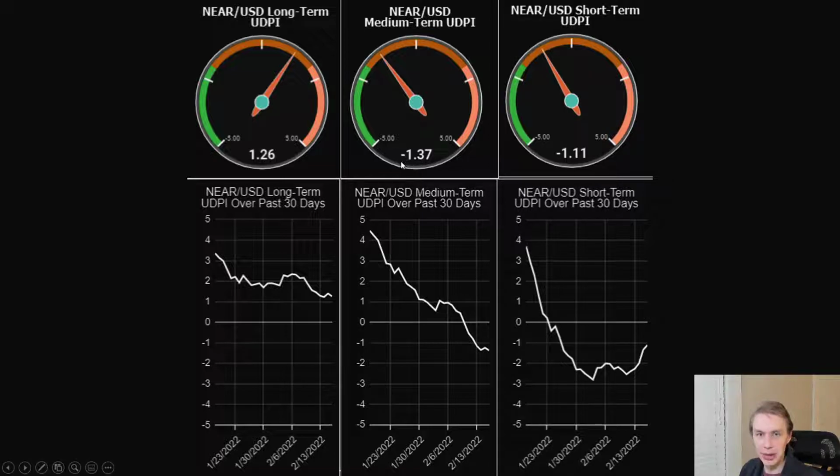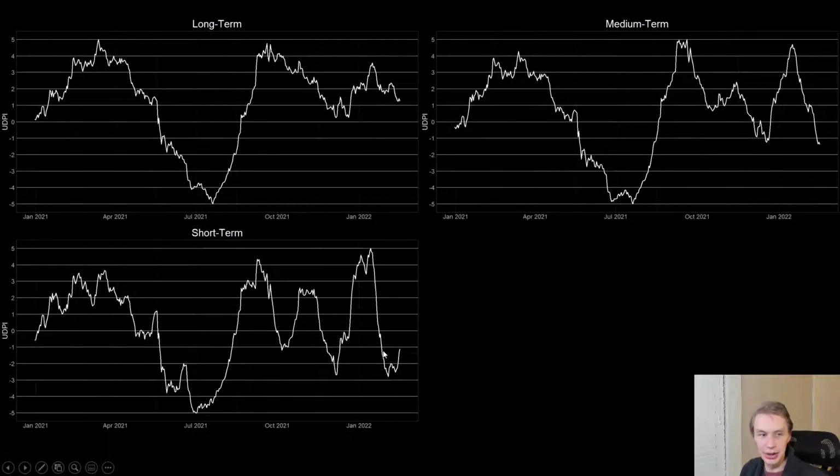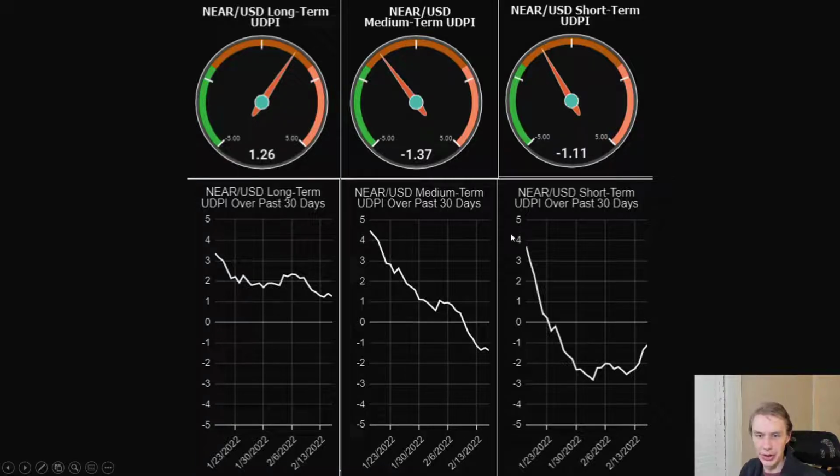So the medium term is at negative 1.37, and the short term is at negative 1.11. So that's just what we're seeing here. And really, these are just the last 30 days, so it'll be the same as what we were seeing here, just zoomed in on the more recent action of the UDPI.